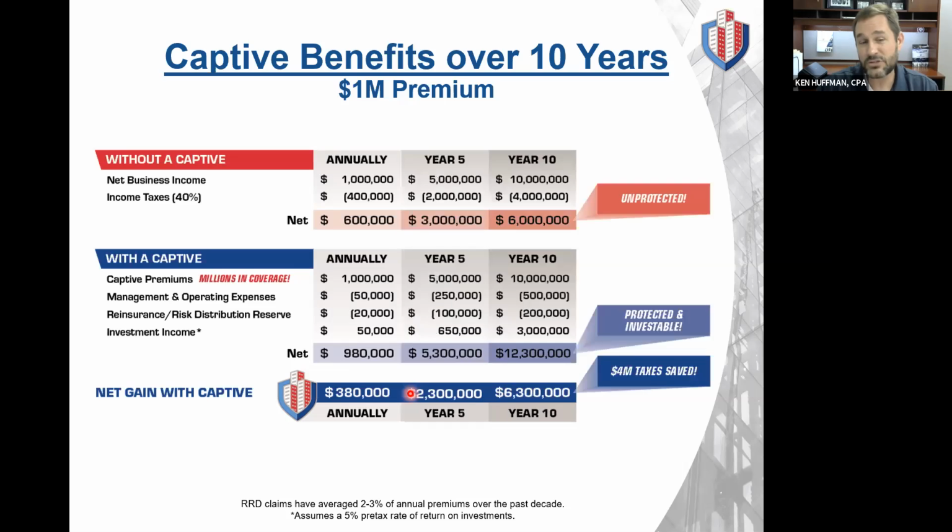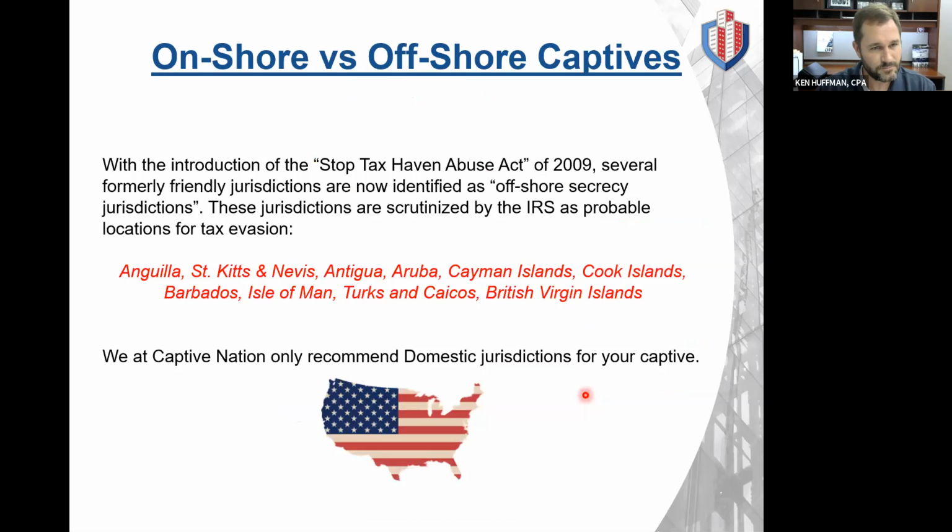So it's a powerful strategy. You do that over 10 years. If you didn't do anything, you would have $6 million, again unprotected. Anybody could get to that. Or you would have $12 million in your captive if you did $1 million a year, and it's protected and investable. Remember, people cannot get to your licensed insurance company. And you save a significant amount of taxes. Again, it's not the primary reason why you do it, but it is a nice advantage.